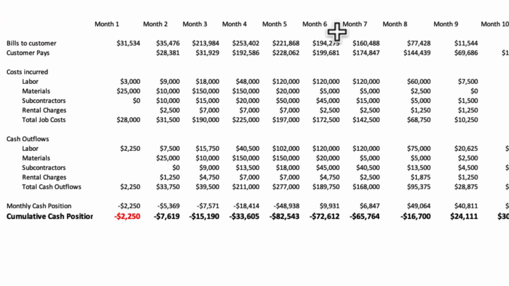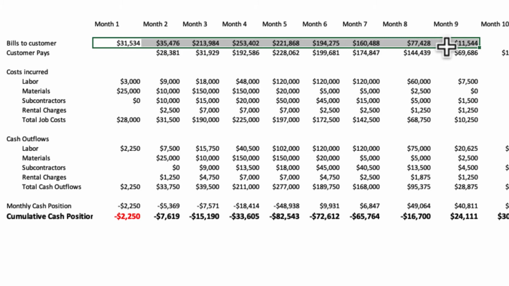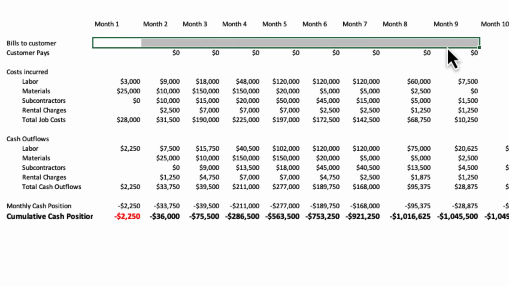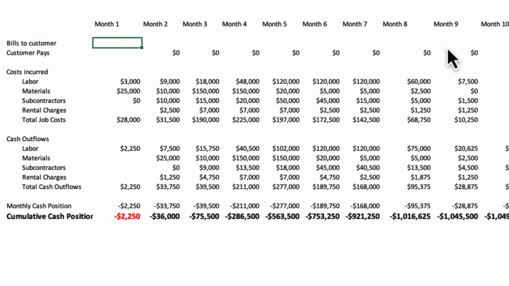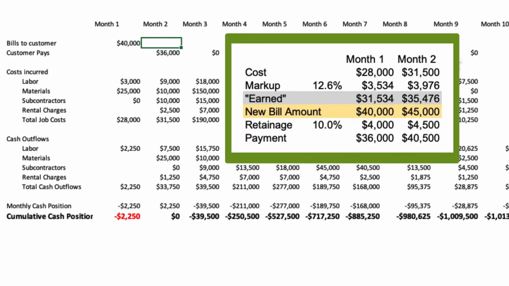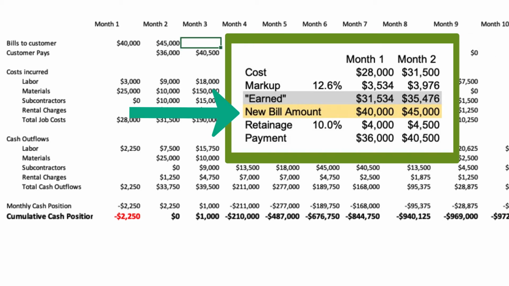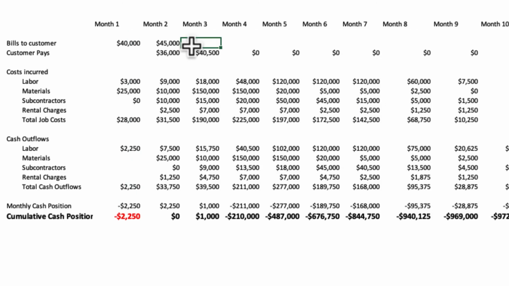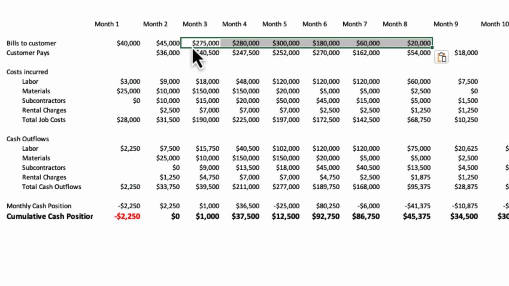Now let's change the billing pattern. In month 1, instead of billing $31,534, we will bill the customer $40,000. In month 2, instead of billing $35,476, we bill $45,000. Already you can see a difference in the net cash flow. Let's continue the billing in this fashion for the duration of the job.